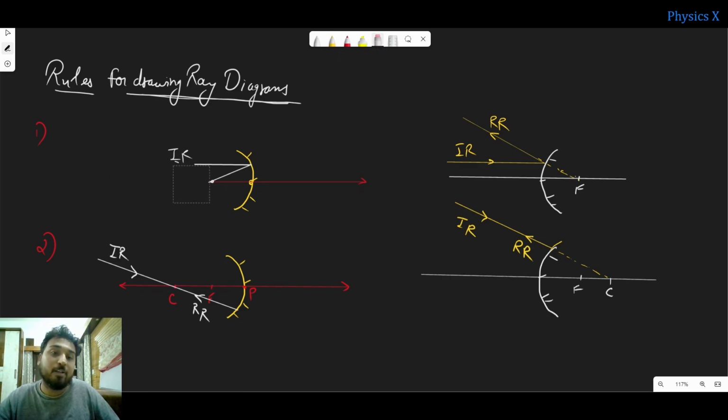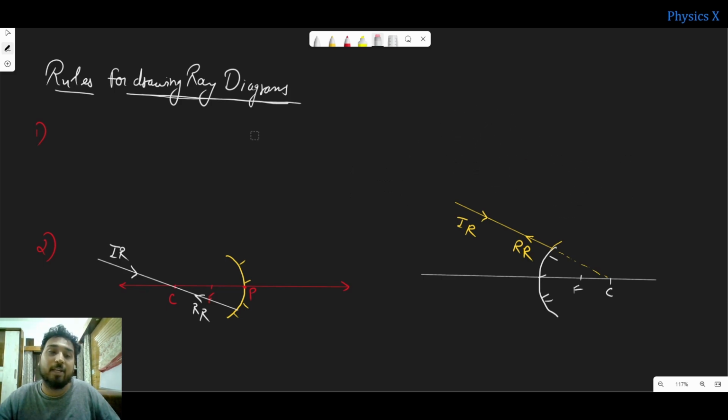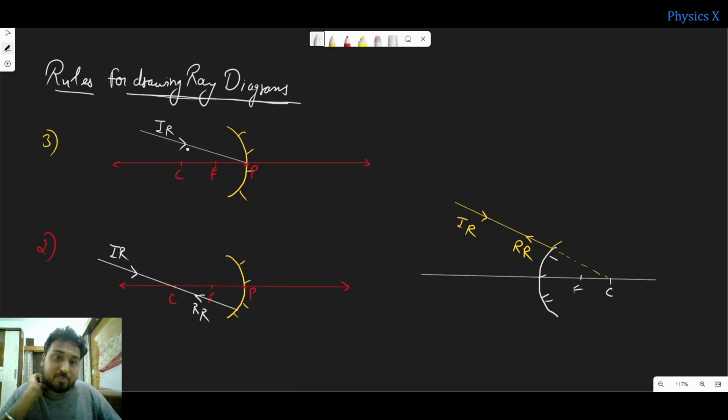So these are the first two rules which you need to remember. Now let us look at the last one, the third rule for drawing ray diagrams. Suppose this is your concave mirror, and this is your principal axis. Obviously, this is your F, this is P, and this is C. Now I am saying that if the incident ray is striking the pole, what will happen?